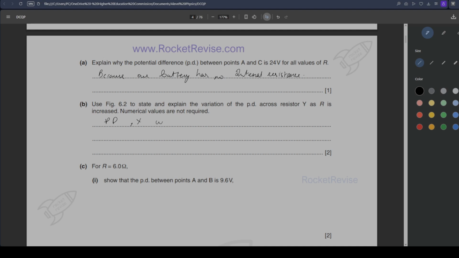PD across Y will decrease as the combined resistance of X and R increases.